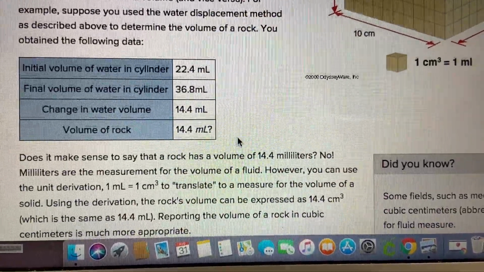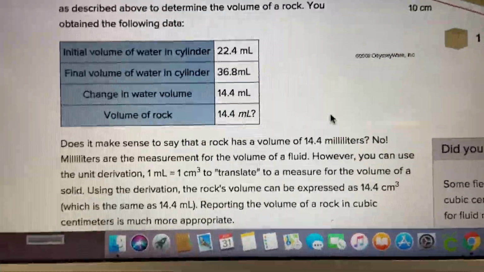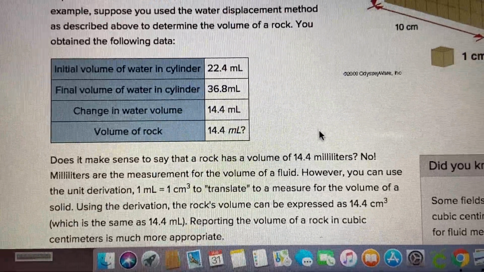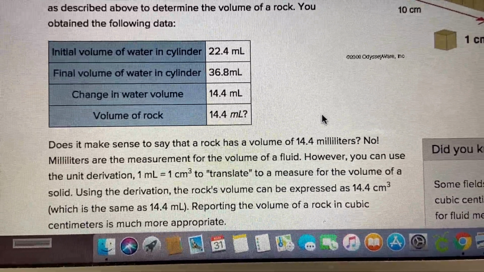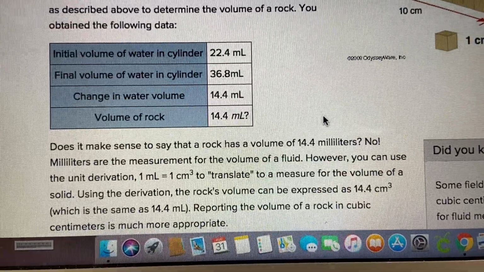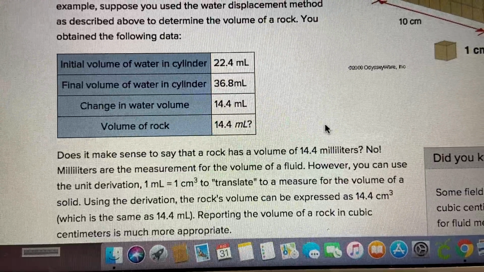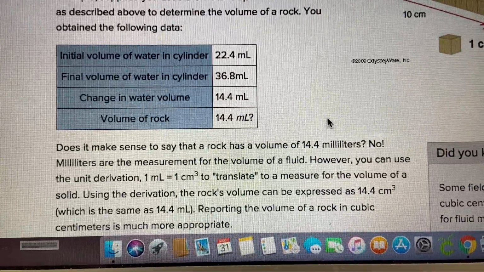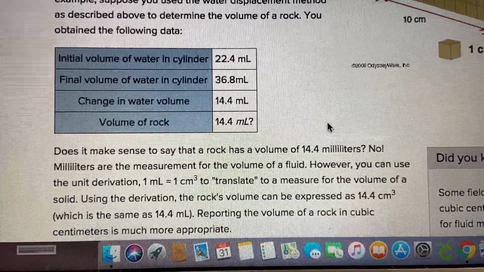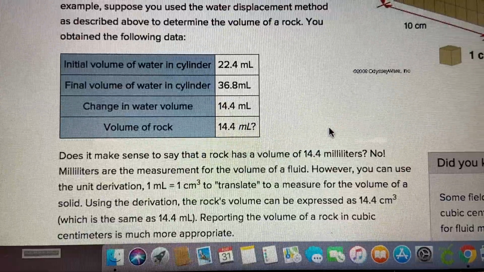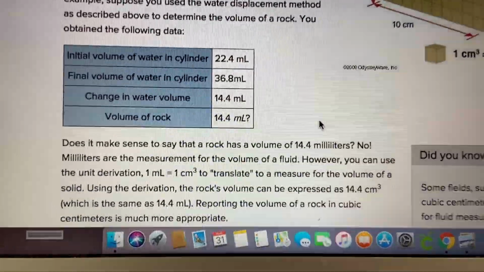Does it make sense to say that the rock has a volume of 14.4 milliliters? No, absolutely not. Milliliters are for fluid. But you know that 1 milliliter equals 1 centimeter cubed. So to translate this, you would really say that a rock's volume is expressed as 14.4 centimeters cubed, which is basically the same thing as 14.4 milliliters. So reporting the volume of the rock in cubic centimeters is much more appropriate.